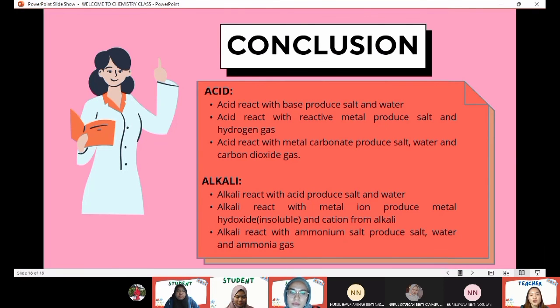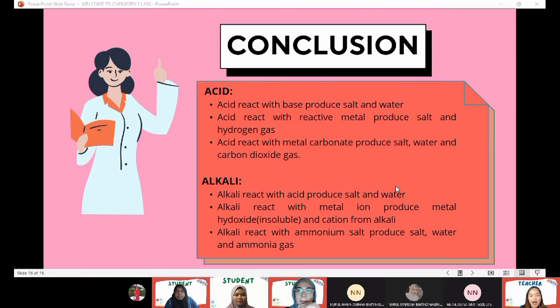So from this topic, you will learn that the chemical properties of acid are shown when acid reacts with other substances. For example, acid reacts with base to produce salt and water. The second, acid reacts with reactive metal to produce salt and hydrogen gas. And the last property is acid reacts with metal carbonate to produce salt, water, and carbon dioxide gas.